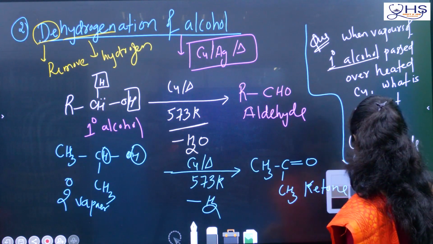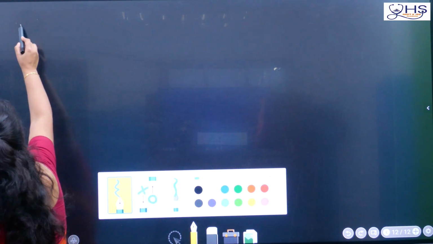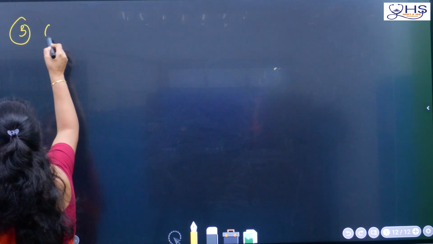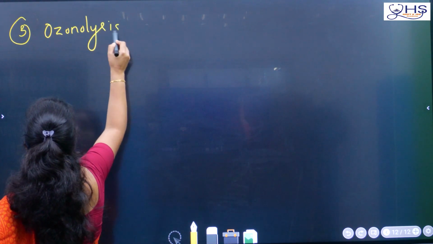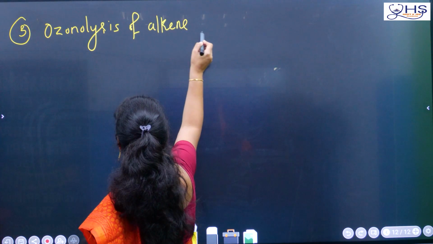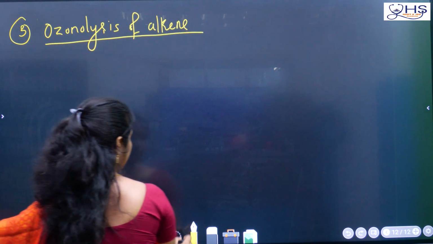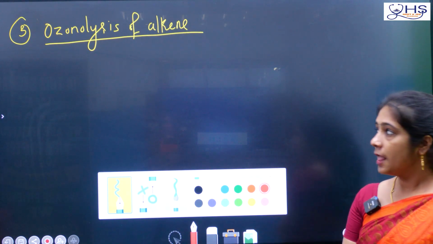Now we'll go for the third one. The third method is ozonolysis of alkene. Ozonolysis of alkene, very important. Ozonolysis of alkene is easy also, very very easy. I'll give you the direct method, one normal method also, and a shortcut method also.